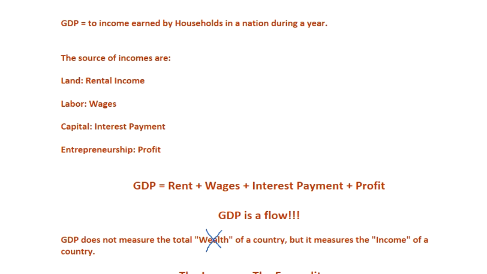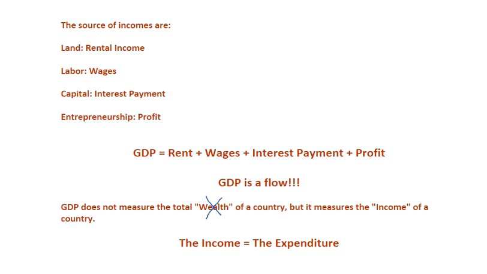Any money earned by households is automatically spent by households. Therefore, the income earned is the income spent, and we can say the income is equal to the expenditure. This was the illustration of the income approach of GDP calculation. This is the whole logic.